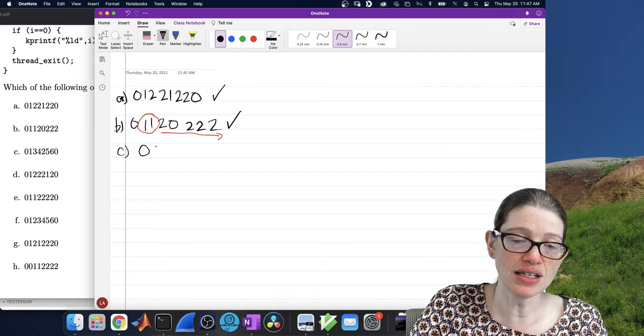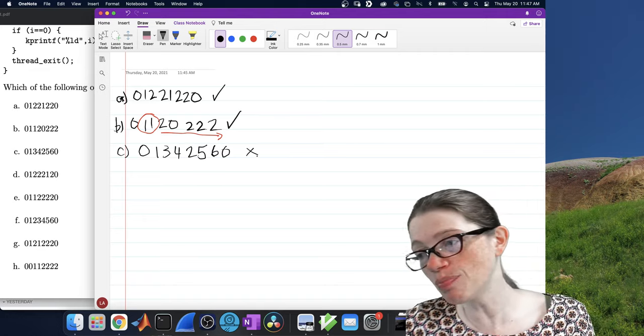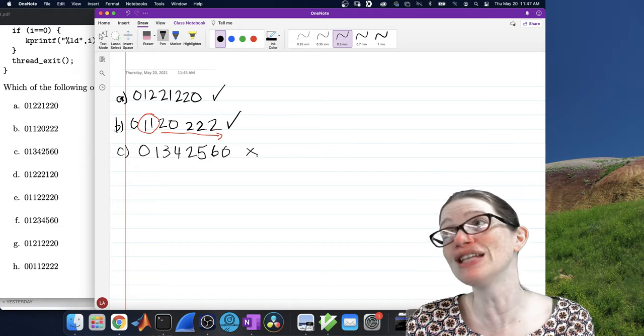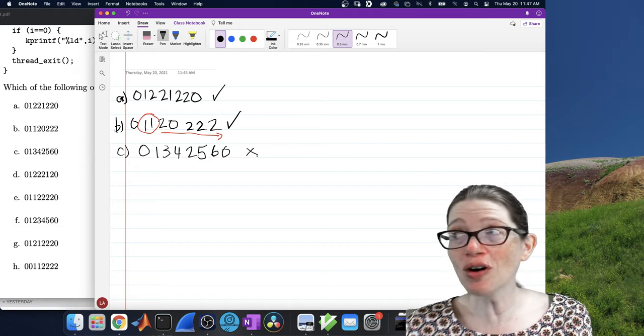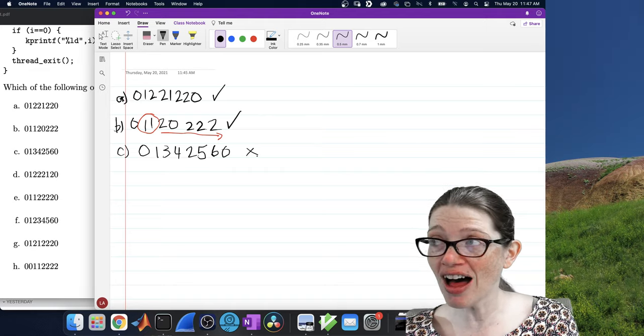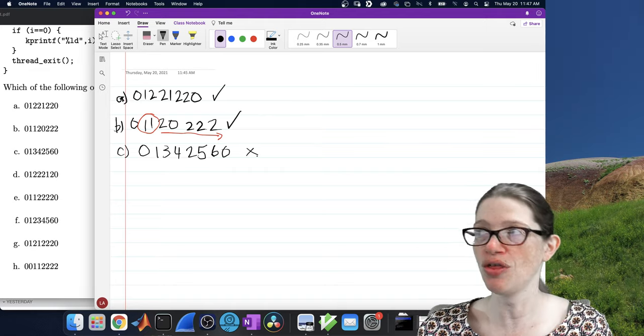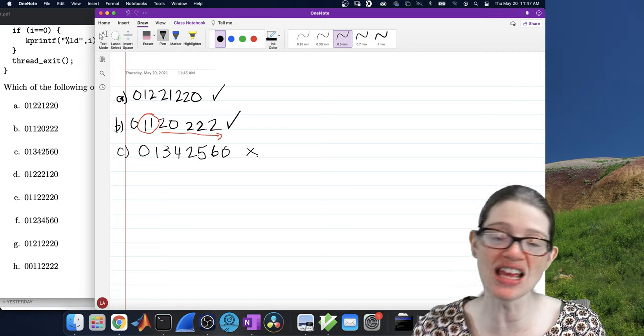Now C, 0, 1, 3, 4, 2, 5, 6, 0. This one is not possible. And the reason why it's not possible is because we stop forking and stop incrementing i when i is equal to 3. So we will never see a 3 in the output.